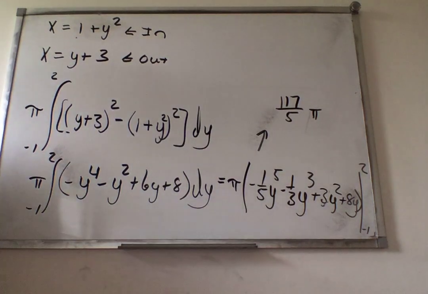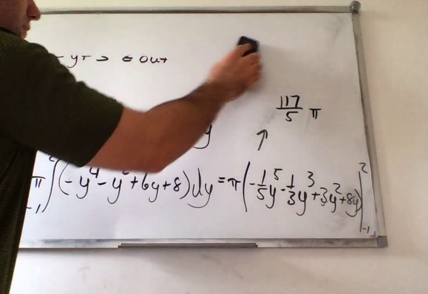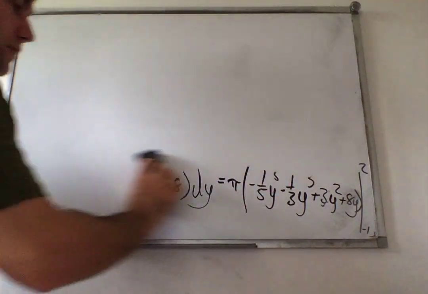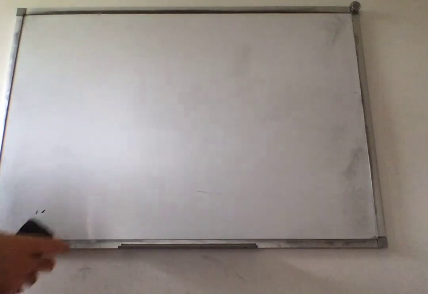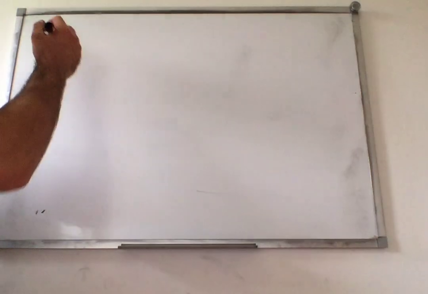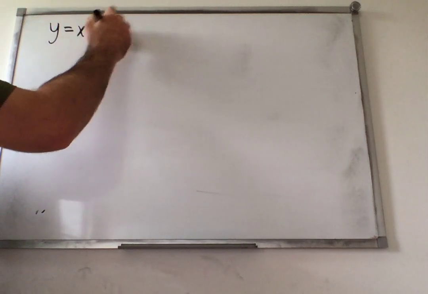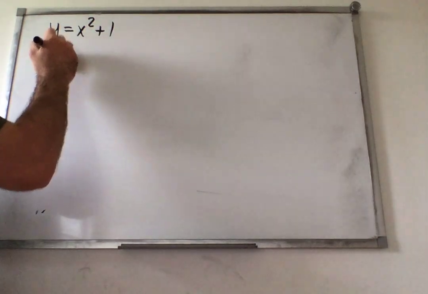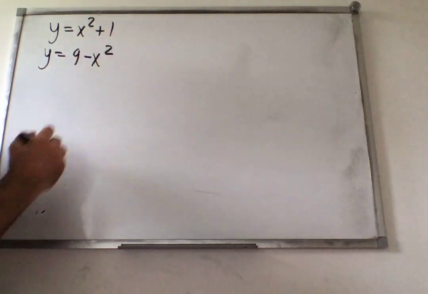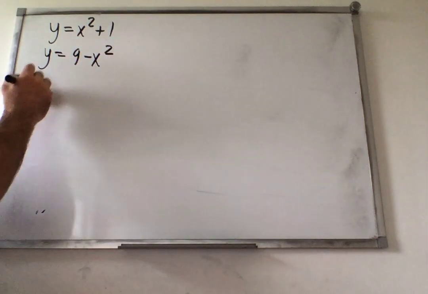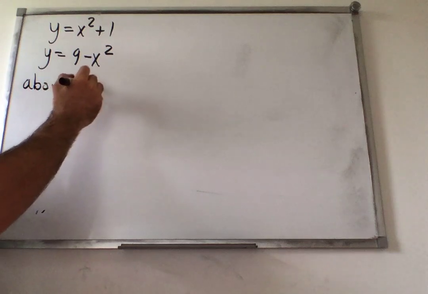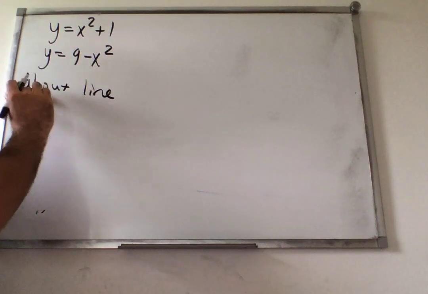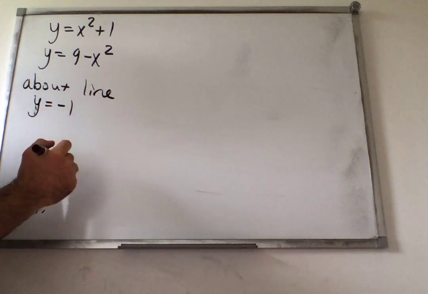We have one more example to go through. And that is, what if you wanted to revolve one of these disks about a different line? And that's what this next example is. It's y is equal to x squared plus 1, and y is equal to 9 minus x squared. And you're revolving about the line y is equal to negative 1.